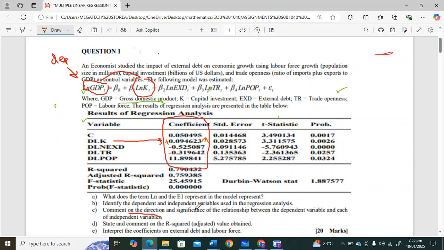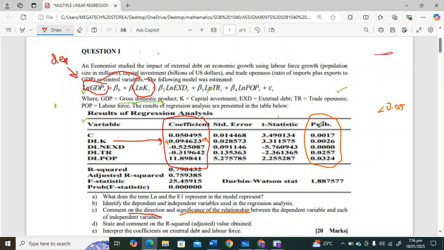Then the second thing we have to comment on is the significance of the relationship. This is where we focus on our p-value, our probability value. The rule of thumb: if any of the values are less than 0.05, basically what it's saying is this relationship is not by chance and the relationship is significant.